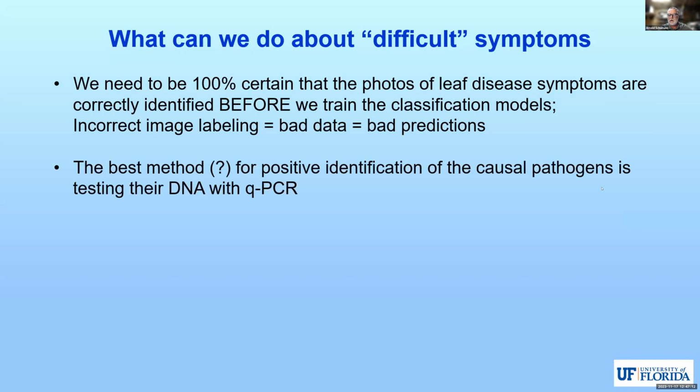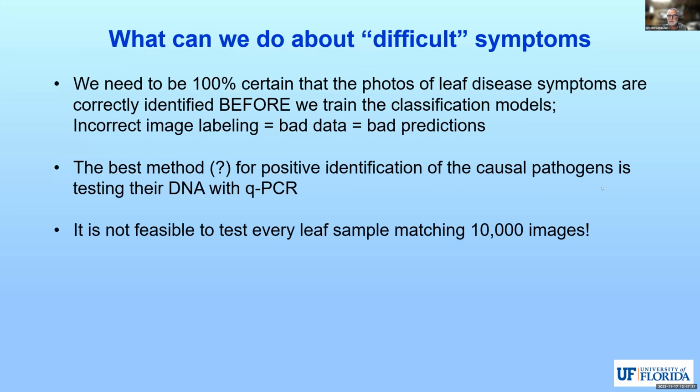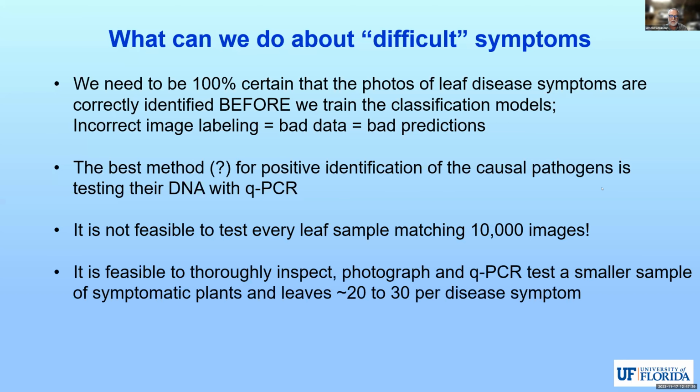So we know from scientific background that the best method for positive identification is in the genes, in the DNA. And so we can actually test for the pathogen's presence with their DNA using qPCR, but it's slow and expensive. So that's not the answer. However, it's good to verify. And because of its cost and its slowness, it's not feasible to test every leaf sample matching 10,000 images that we know we need for training these models.